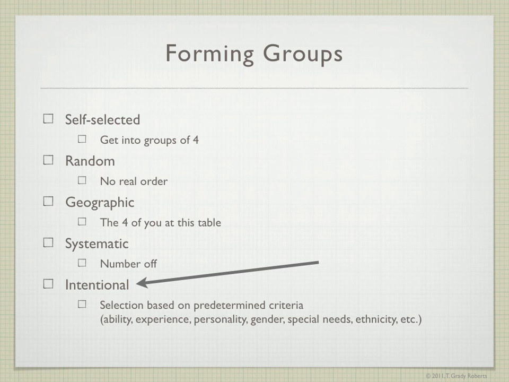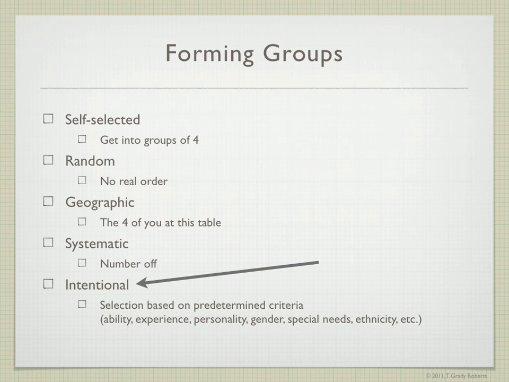One of the most important things with using cooperative learning is the whole notion of forming groups, and there's multiple ways that you can do that. You could use self-selected groups where you tell the students get into groups of 4 and they pick their own group members. You could use some sort of a random group assignment where there's no real order. You could use geographic where you say the 4 of you at this table are a group, or the 4 of you at this table are a group.